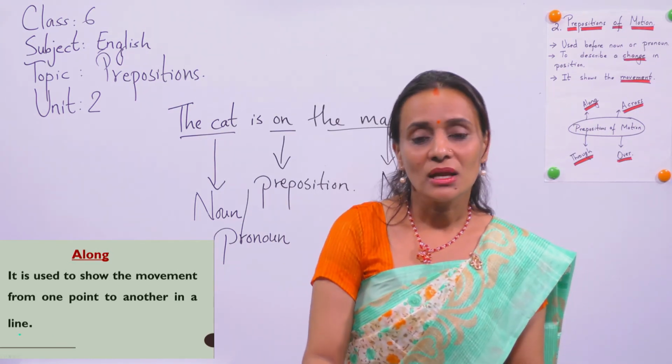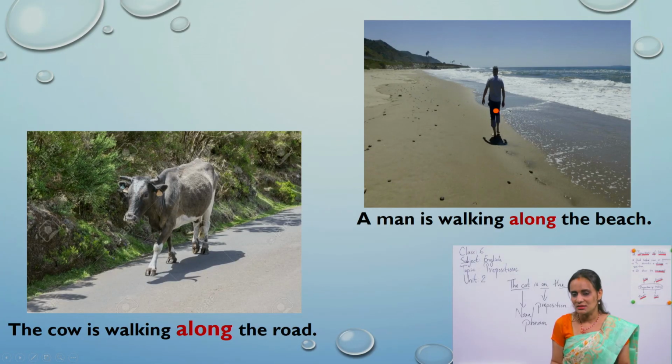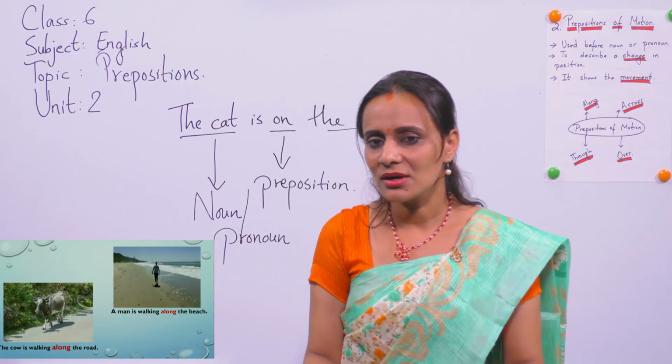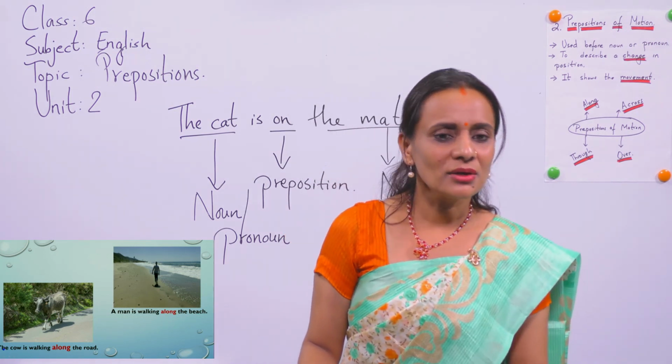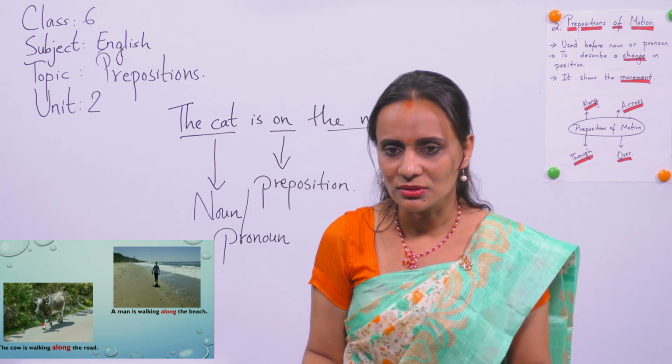Okay. Now see here, what can you see in the pictures? In the first picture, there is a man, isn't it? He is walking on one side, and there is a cow, it's also walking on one side. Both of them are not crossing the directions, they are on one line. So when any object goes on one line, then we use along. So the sentences here are, a man is walking along the beach, and in the second one, the cow is walking along the road. Isn't it? Very good.